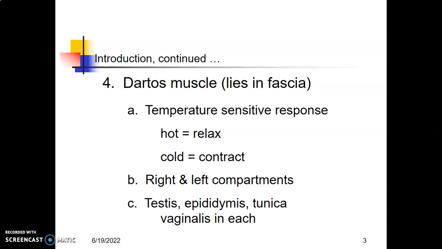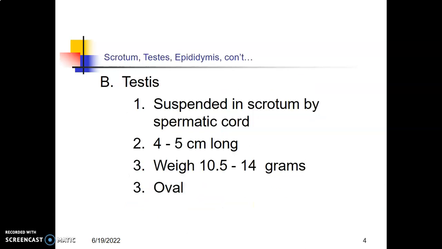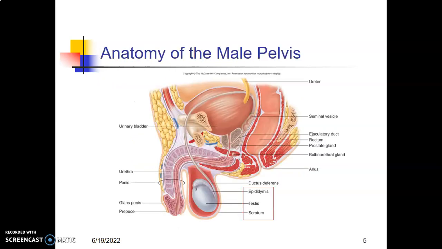Each of the right and left scrotum contains a testis, epididymis, and tunica vaginalis that is covering the testis. So, testis, epididymis, and tunica vaginalis. The testis is suspended in the scrotum by the spermatic cord, which is 4 to 5 centimeters long. The testis weighs 10.5 to 14 grams. It's usually oval in shape. So this is the testis here, oval in shape, in the scrotum.